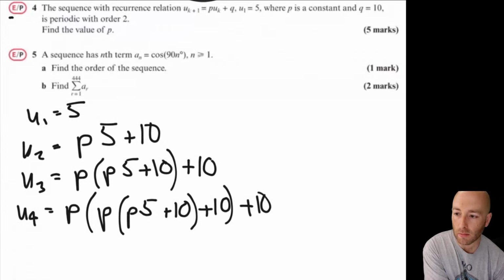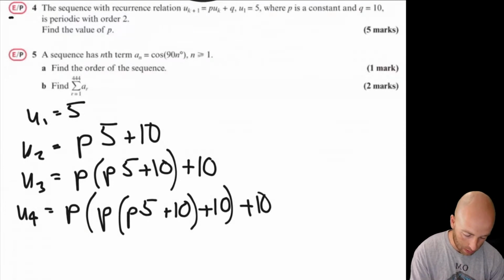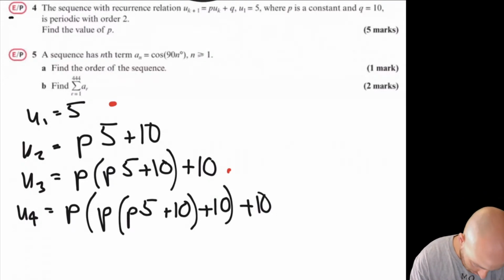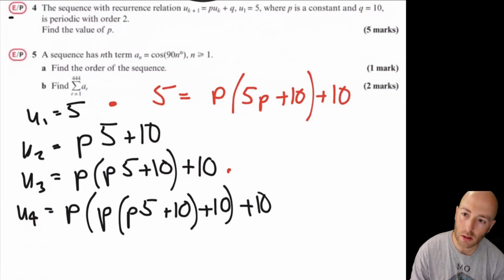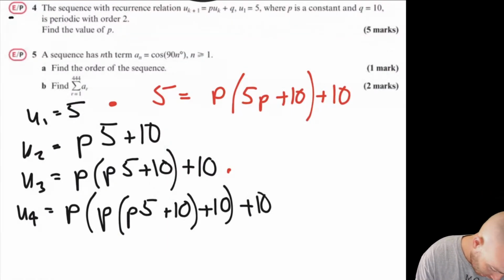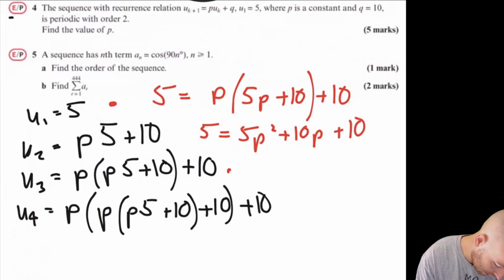Right, we don't actually need the second and fourth. We can just look at the first term and the third term. So I'm going to set the first term equal to the third term and then try and solve it. So we'll say 5 equals p times 5p, just rearranging the letters there, plus 10 plus 10. I'm going to expand this and get it all on one side. So 5 equals 5p squared plus 10p plus 10. Take 5 from each side: 5p squared plus 10p plus 5 equals 0.